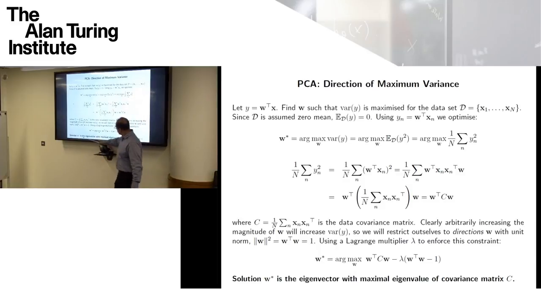Now, it turns out the solution, W star, of this equation is what's called the eigenvector with maximum eigenvalue of the covariance matrix C. I'll probably do this on the next slide, but that's just the answer to this optimization problem. You can solve it analytically, and it's called the eigenvector. And it will find you the direction with maximal variance. Okay?